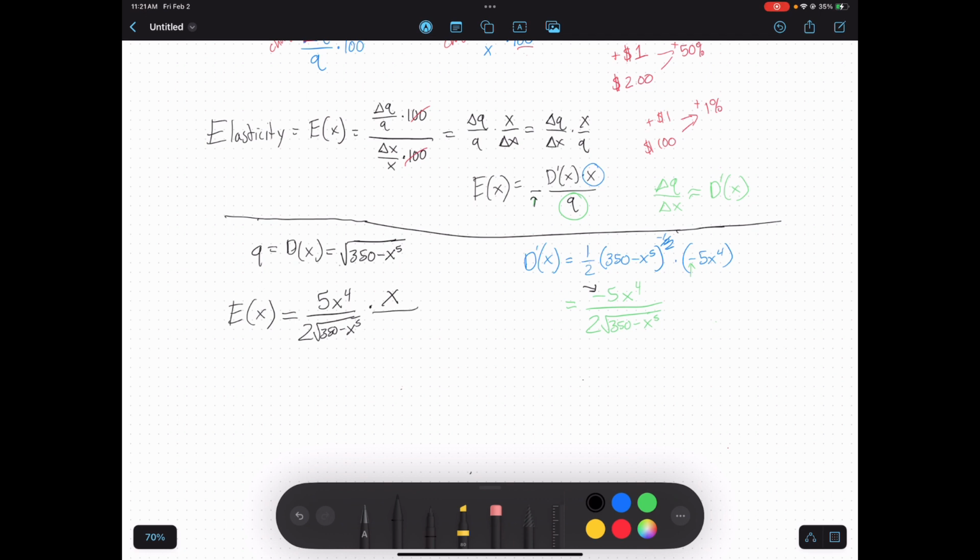Divide by, well, what's Q? Q is just your demand function. So I can plug that whole thing in for Q. So to review, here's my x, here's my Q, and this whole thing right here is your D prime of x after you've canceled out the negative.